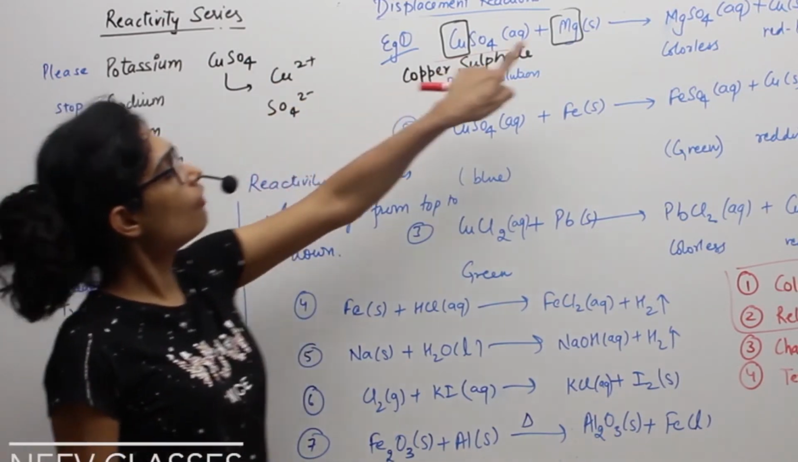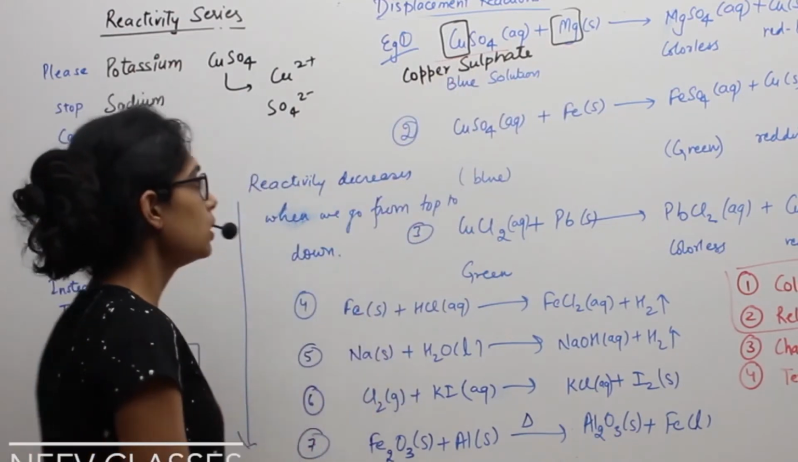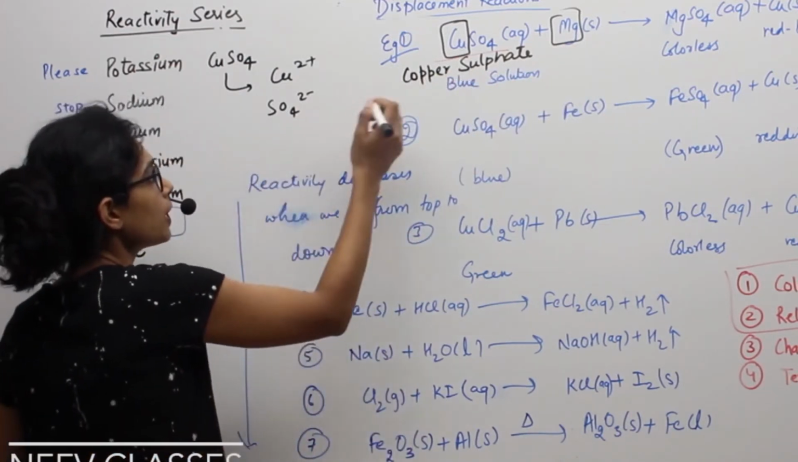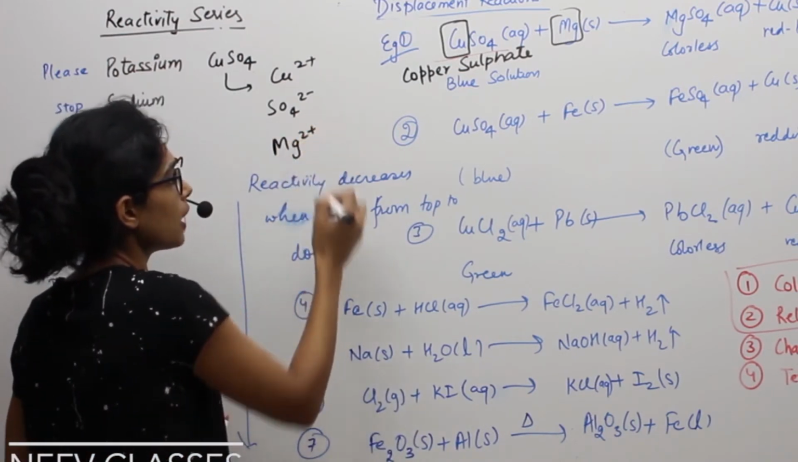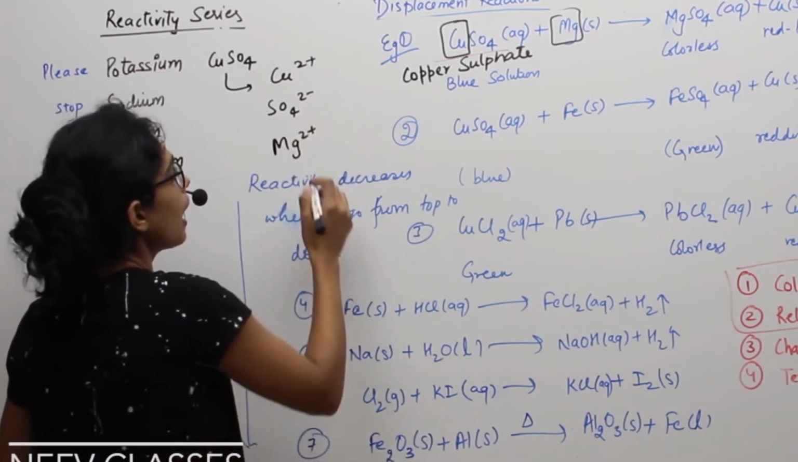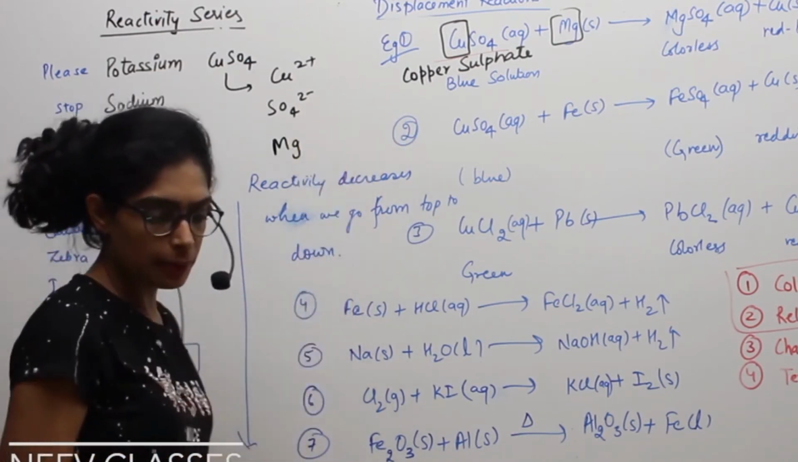Got it? Now we have magnesium. Magnesium's valency is also plus 2. So we have magnesium. Magnesium will also behave as Mg2 plus. Okay. Or you can say magnesium is present over here. Let me just write it.